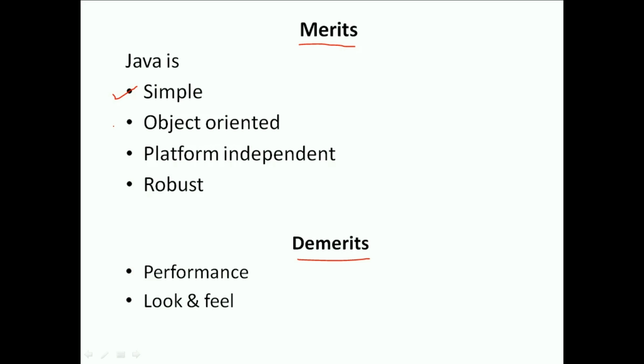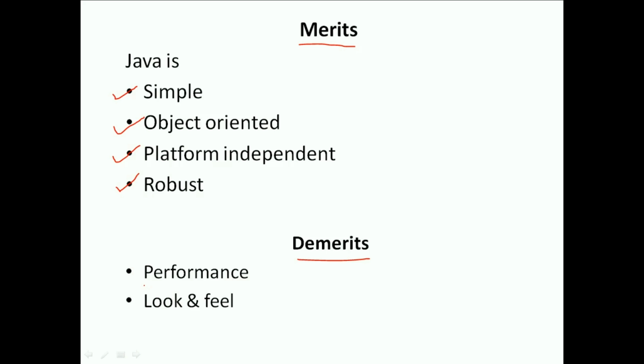The second one is object oriented. Java is object oriented because programming in Java is centered on creating objects and manipulating objects. All the work is done because of objects. Next, Java is platform independent, which I explained earlier. Next is robust. Java is robust, meaning reliable. No programming language can really assure reliability, but Java is a language which assures reliability. It checks for possible errors and so on.